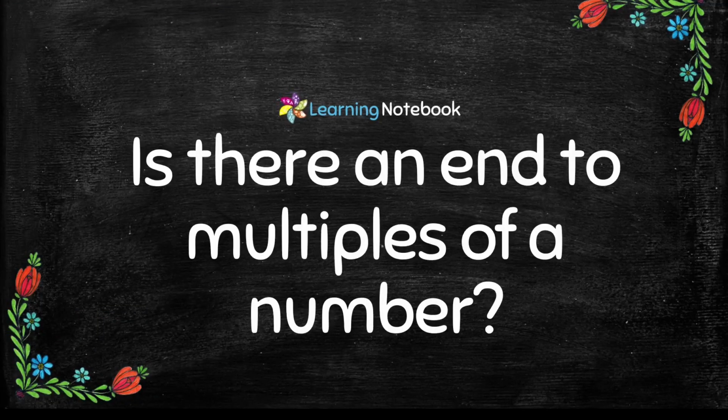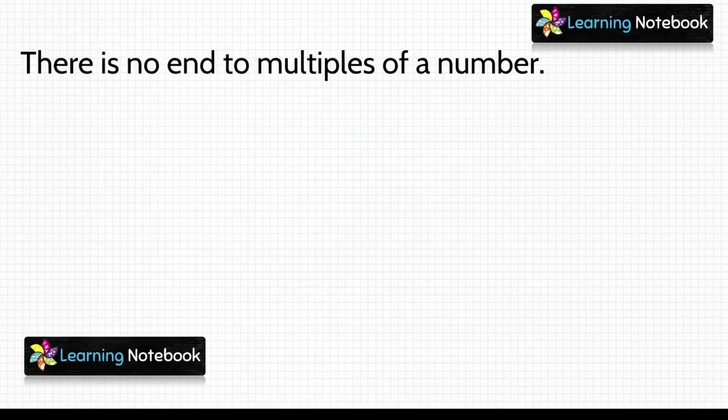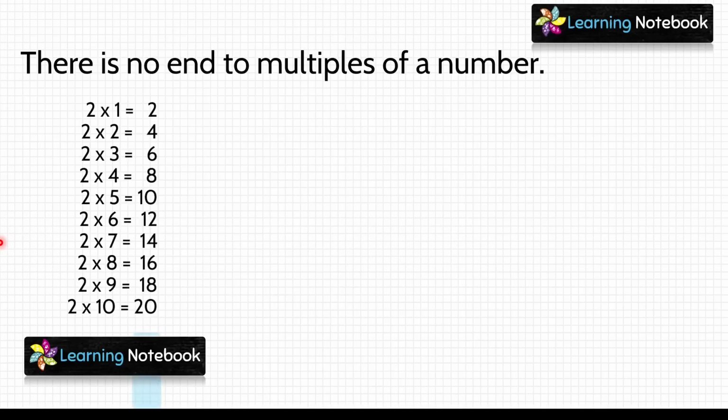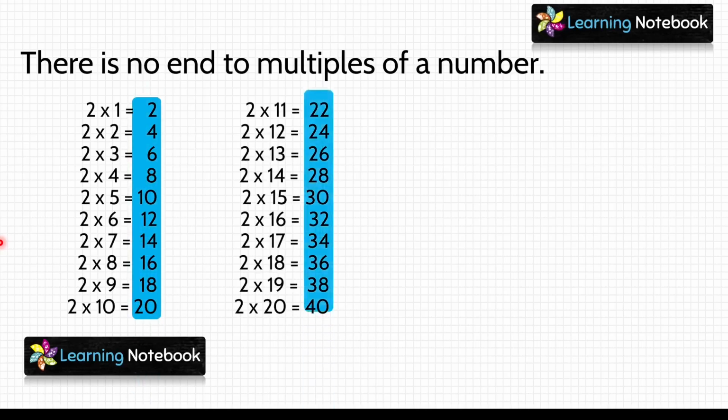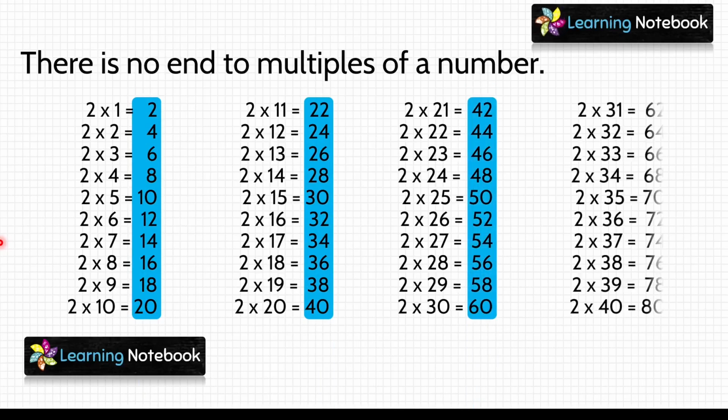Now the question is: is there an end to multiples of a number? The answer is, there is no end to the multiples of a number. Look here, in this table of 2, if we multiply 2 by 10, we get 20. If we multiply 2 by 20, we get 40. And then if we multiply 2 by 30, we get 60 and so on. So students, there is no end to the multiples of a number.